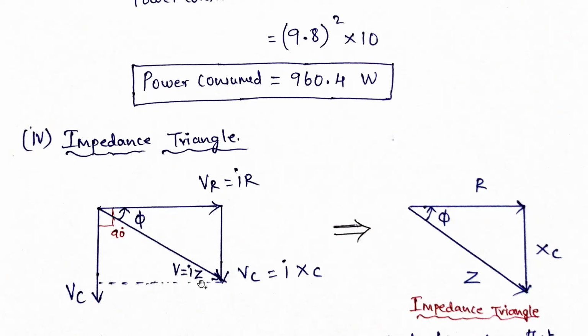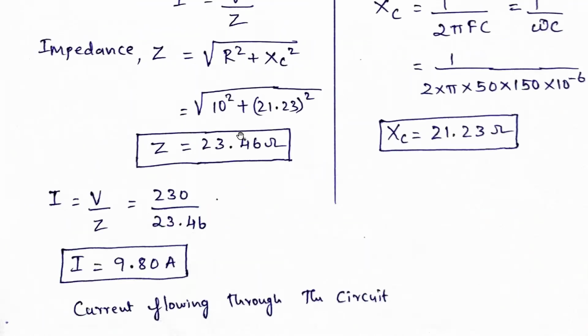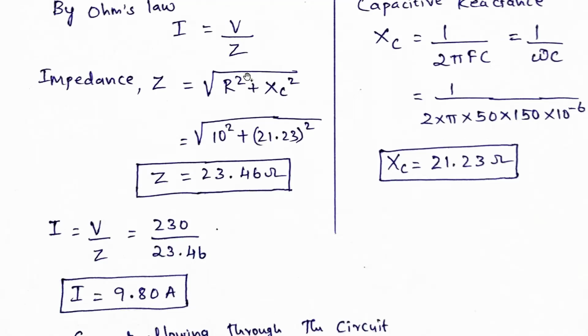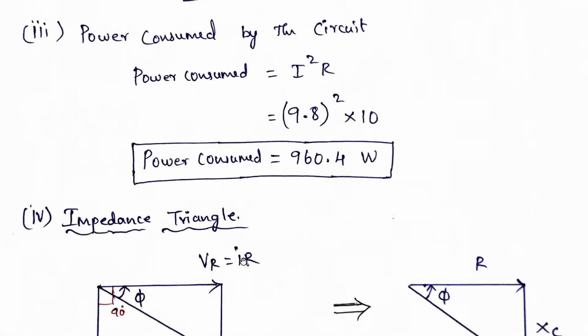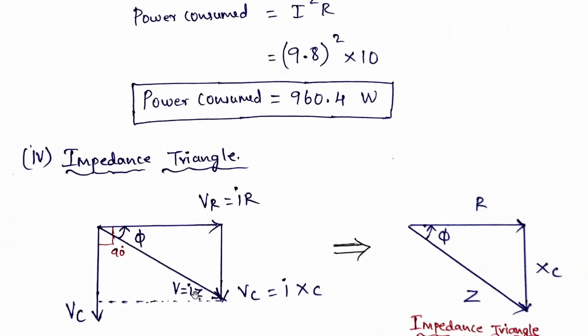So why is it Z here? Z is nothing but impedance. Impedance is the combination of resistance and the capacitive reactance, that is what we have seen here. Z is equal to root of R square plus XC square, or otherwise Z square is equal to R square plus XC square. In the right angle triangle, this is the hypotenuse side. So the resultant is V equal to I into Z. This is how you need to draw the impedance triangle.